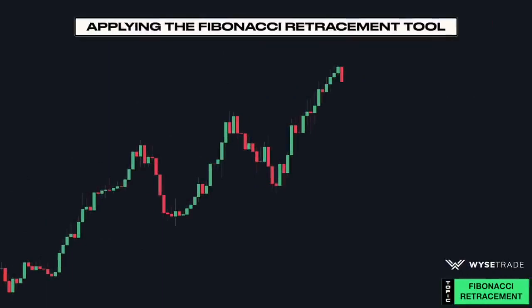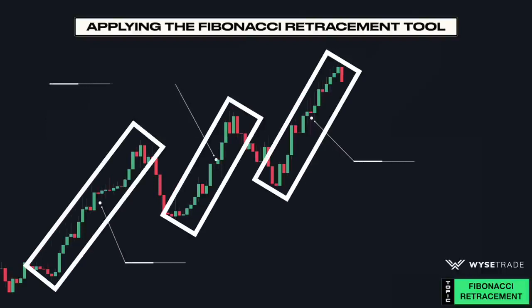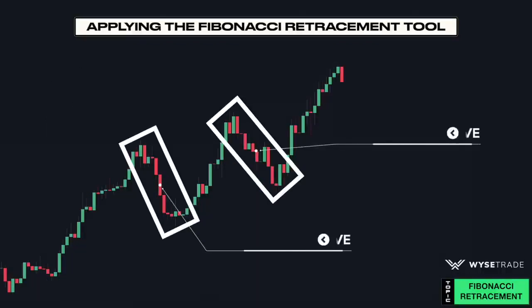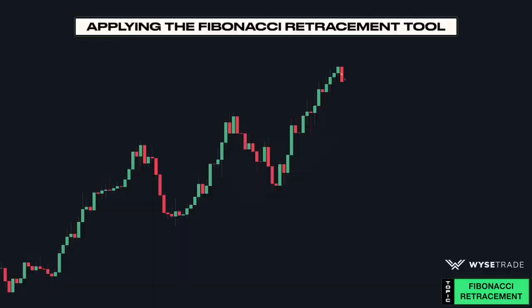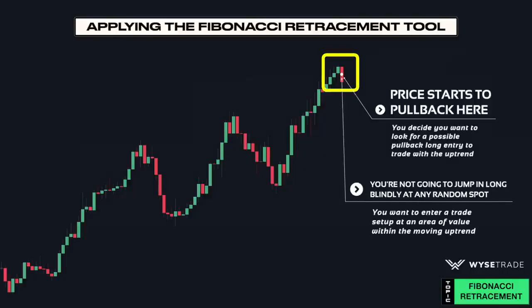Let's now show this right on the charts. You have your moving uptrend through the higher highs and higher lows. These runs are known as your impulse moves. These pullbacks are known as your corrective moves. Price starts pulling back right here, and you decide you want to look for a possible pullback long entry to trade with the uptrend. But you're not just going to jump in blindly at any random spot. You want to enter a trade setup at an area of value within the moving uptrend.